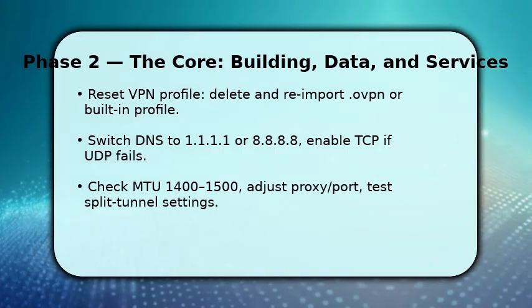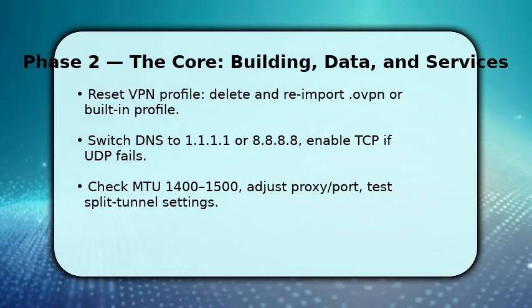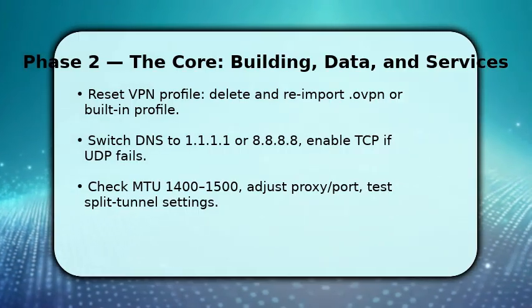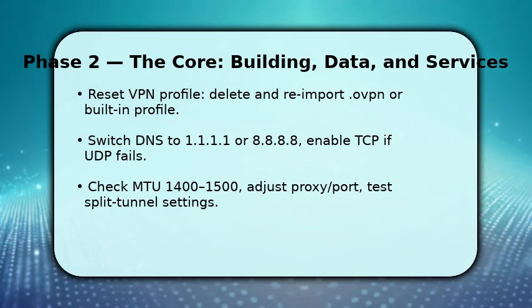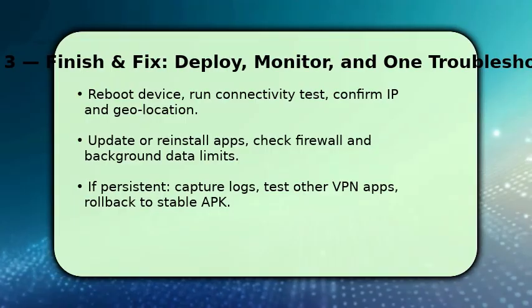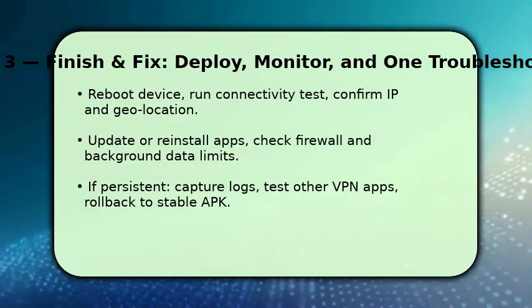Adjust MTU between 1400 and 1500 to fix fragmentation. Also verify proxy and port settings, and finish by rebooting the device to apply network changes, then run a connectivity and leak test to confirm IP and geolocation are correct.